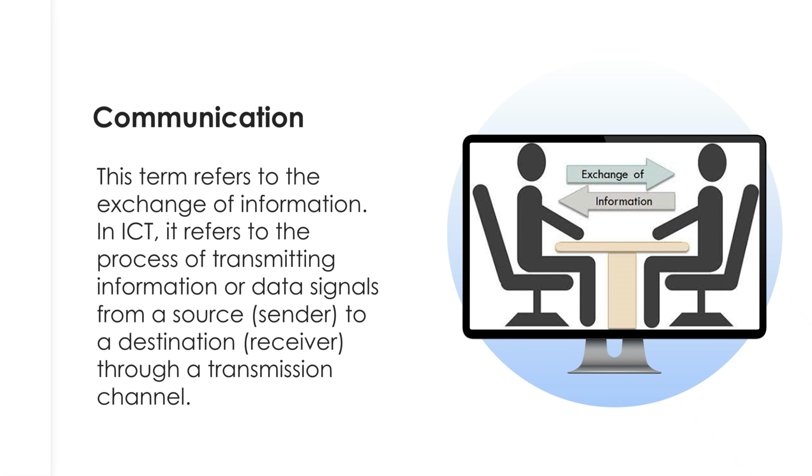Next, communication. In everyday language, communication is the exchange of information. In ICT specifically, it means the process of transmitting information or data signals from the source, which is the sender, to a destination, which is the receiver, through a transmission channel. Notice the 3 parts. We have the sender, we have the channel, and the receiver. So that structure repeats itself.